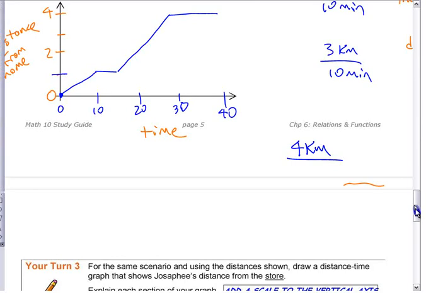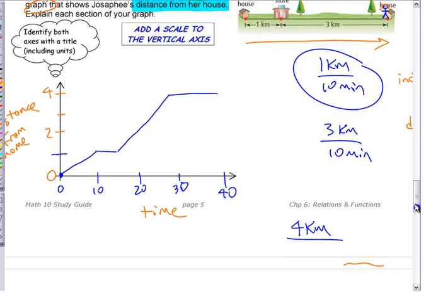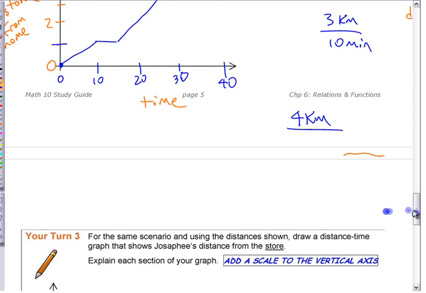No. 3. I think about our thing here. 1 kilometer in 10 minutes. Our speeds are ridiculous here, by the way. 1 kilometer in 10 minutes. Walking, I don't know. They're not ridiculous, I guess. But 4 kilometers in how fast? How many minutes would it take her to run?